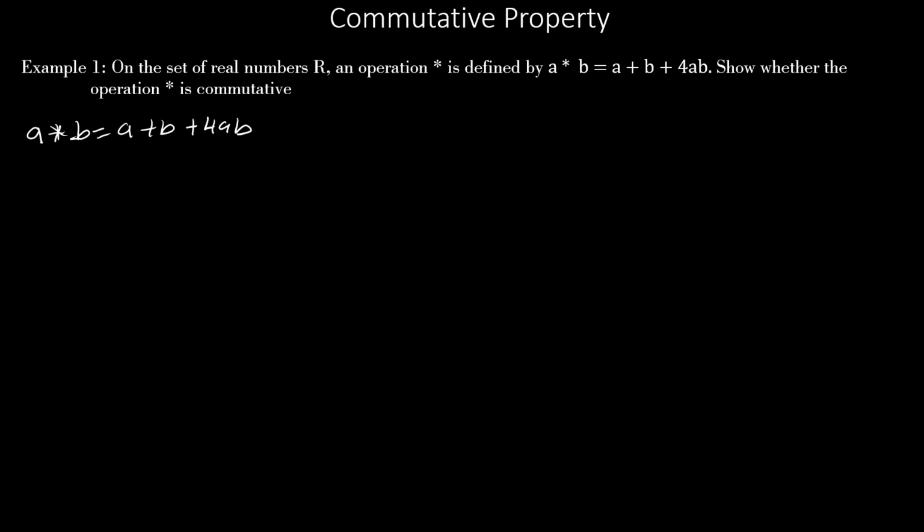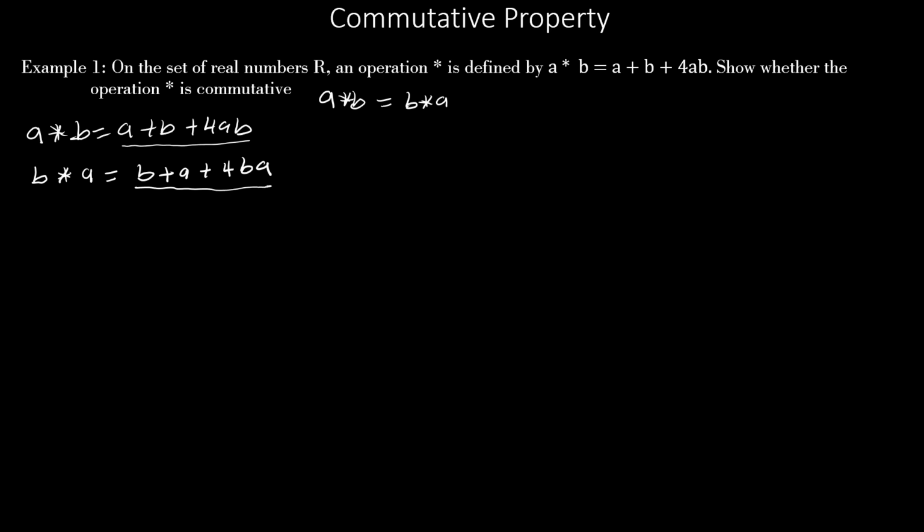What we are trying to prove in the commutative law is that if we can interchange A asterisk B to be the same as B asterisk A, then we can say that the operation is commutative. And here we have A asterisk B defined as A plus B plus 4AB. So if we write B asterisk A, B will now replace A and A will replace B. We have B plus A plus 4BA. So we have to check whether this and this are the same.